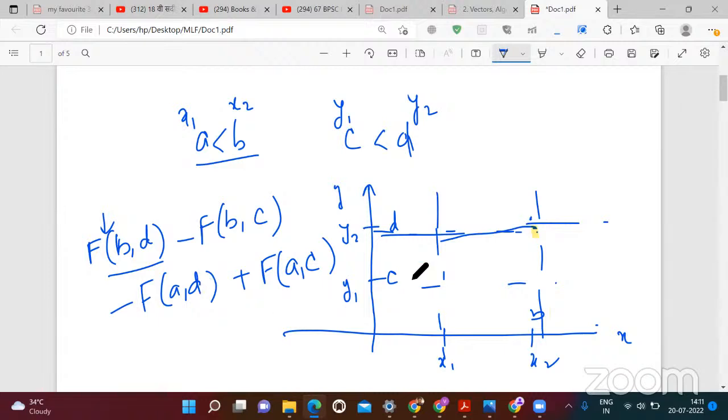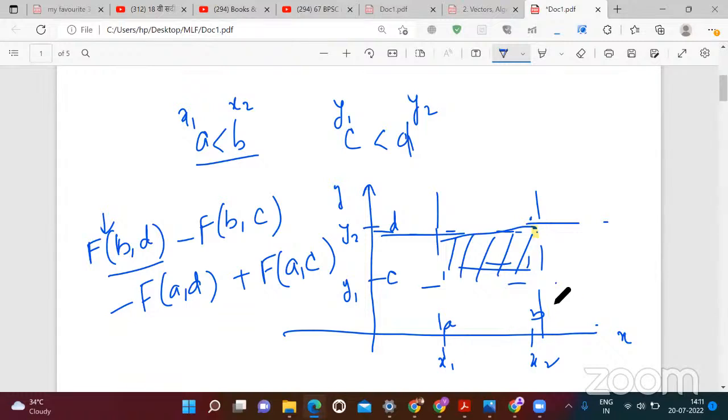And then minus F(a, d). Where is this? A is here and D. So if we reduce it here, we will be left with this area, and we are reducing this area twice. So we are just adding it back so that we'll be left with this area only, and that is greater than or equal to 0. This is what I think it asks.